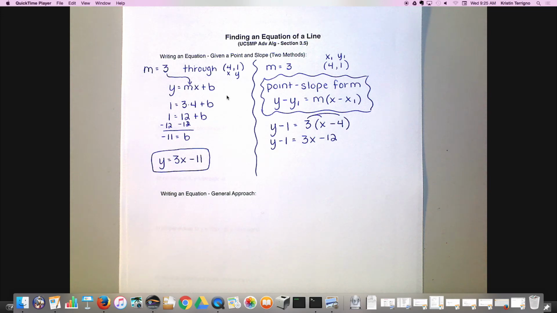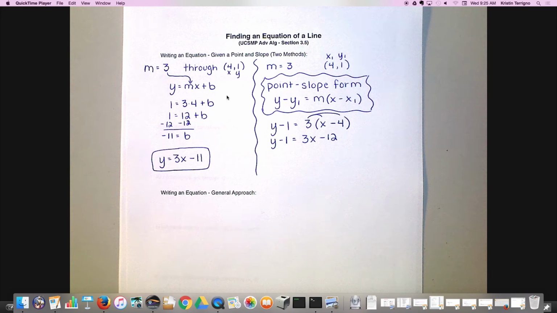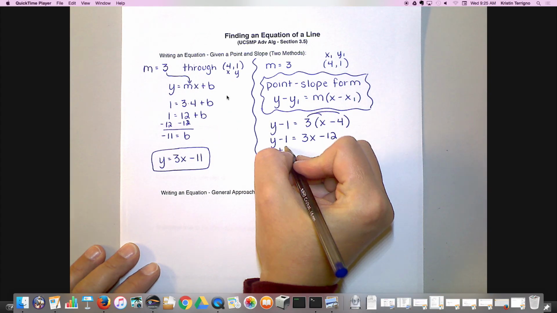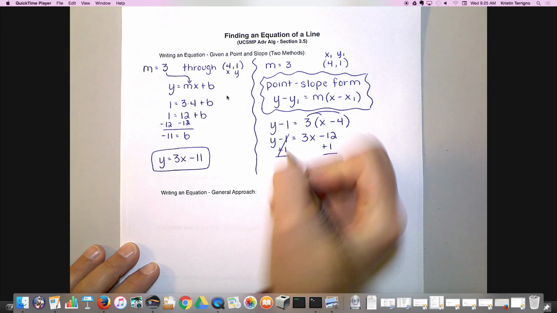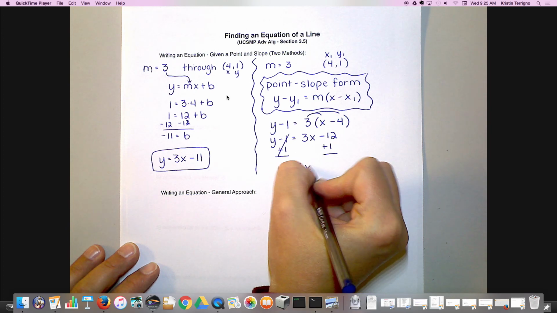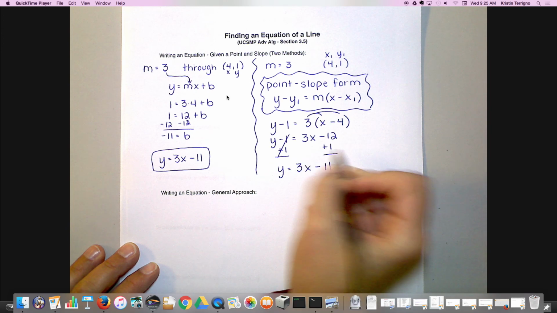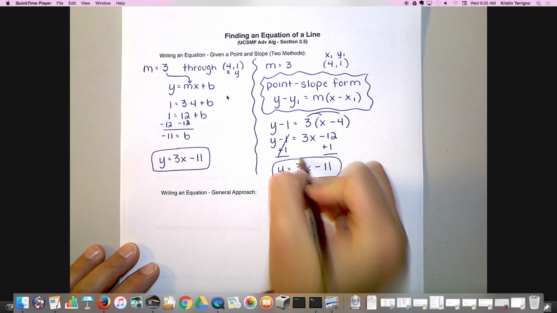And then, remember, my goal is to get y by itself. So what number would I want to move now? The 1, right? So I would add the 1 to the other side. This is gone. And so I end up with y equals 3x minus 11, because negative 12 plus 1 is negative 11. So I end up with the same thing.